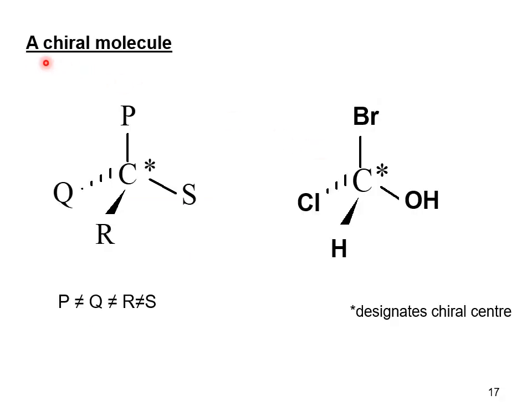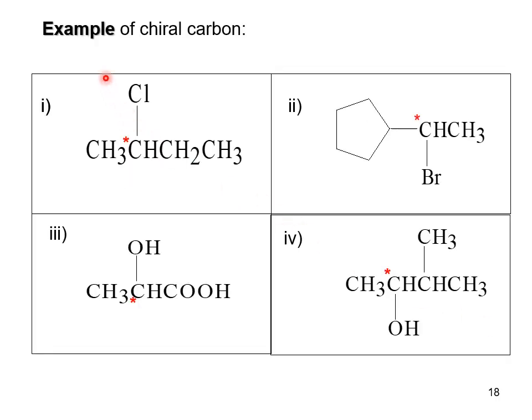So look at this example, a chiral carbon molecule. This carbon is sp3 hybridized with four different atoms, P, S, R, Q. So this is called a chiral carbon. Make sure that the four atoms or four groups attached to the sp3 carbon are different. So for example, this carbon has a bromine atom, hydroxyl group, hydrogen atom, and chlorine atom. We use this asterisk to designate a chiral carbon or chiral center. Okay, let's look at other examples of chiral carbon. We are going to check one by one.